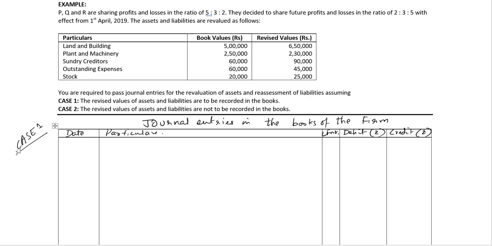Now instead of passing multiple journal entries, it is easier for us if we pass one entry to debit the revaluation account and another entry to credit the revaluation account. So let's begin by debiting the revaluation account. So the date is 1st April 2019. We'll debit the reval account.